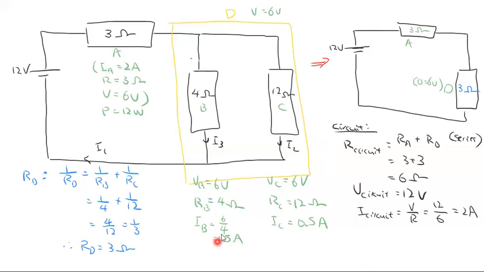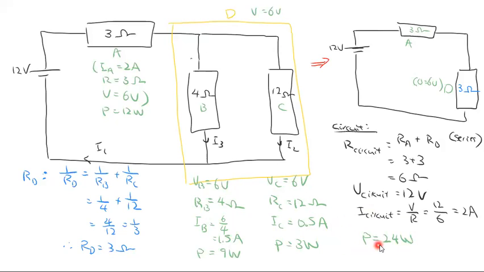In the case of B, it's going to be 9 watts, 6 times 1.5. In the case of C, I'm going to take 6 times 0.5, so that's 3 watts. So you'll notice that this is 9 plus 3, which is 12 watts, plus 12 watts, which should give you 24 watts. And let's just double check here. The power equals 12 times 2, which is 24 watts, which makes sense as well.